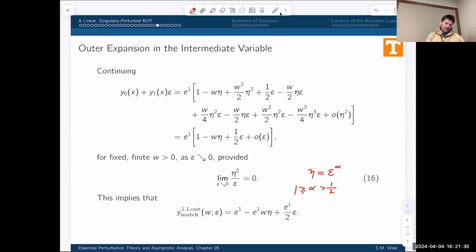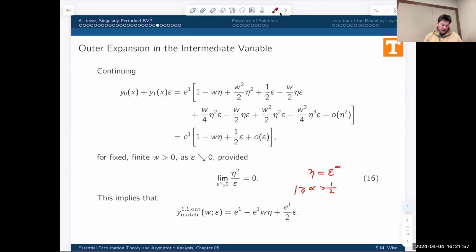Okay, what if I do that? That could be something like 2/3, for example. If I do that, then this would be satisfied. So it's telling me that I can't have a scale which is eta being epsilon to the 1/2, but I could do something like 2/3. However, I still don't have to specify what that scale is exactly.